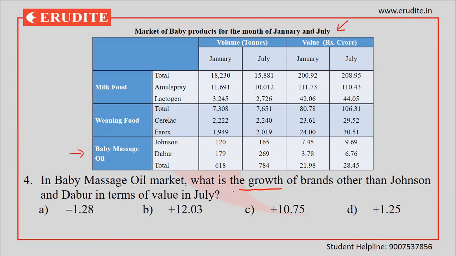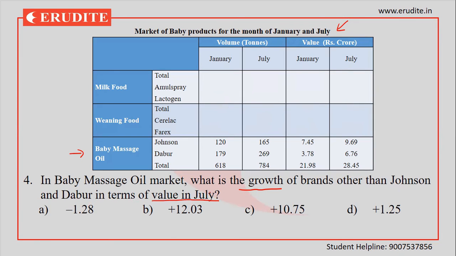So here it has mentioned what is the growth of brands other than Johnson and Dabur in terms of value in July. So what we need to do? First of all, we need to remove the other milk food and winning food market. Then we are moving out this volume. Then we need to know that value wise what is the growth of other.